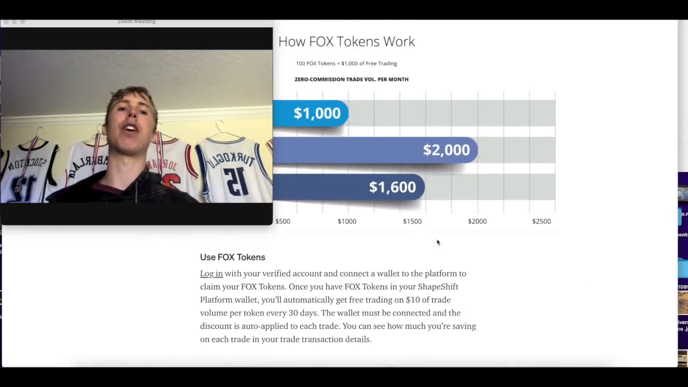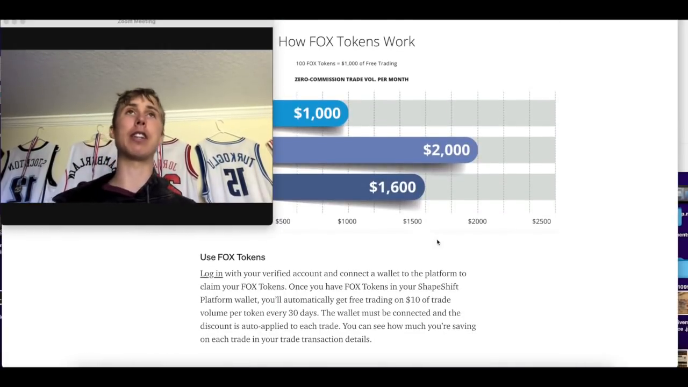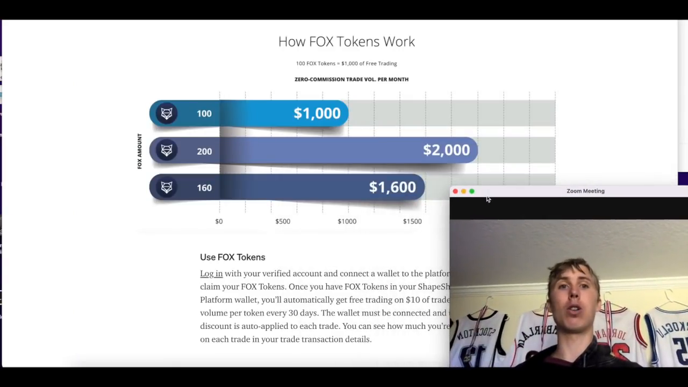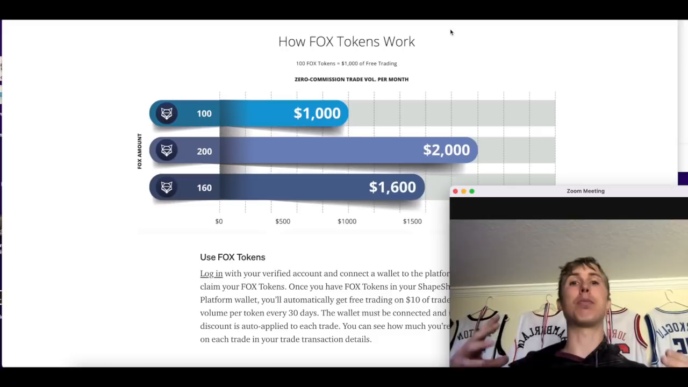But there are a couple of other use cases for the Fox token. I mentioned it's a DAO as well. So basically it's governing this whole entire Shapeshift platform. And it's basically going to say, hey, we want to increase our trading fees for this.